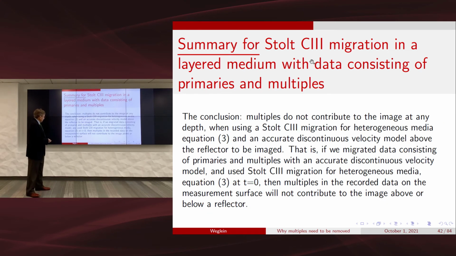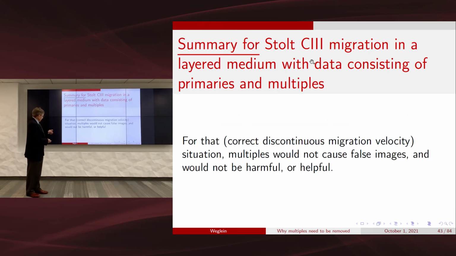Okay, this is sort of summarizing what we said. For a correct discontinuous migration velocity with a C3 imaging, multiples will not cause false images and will not be harmful or helpful.